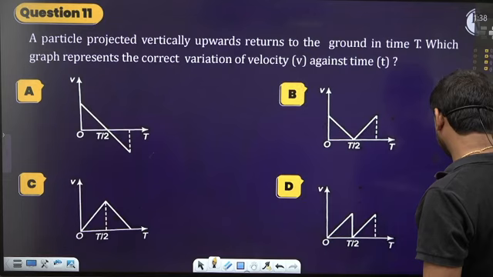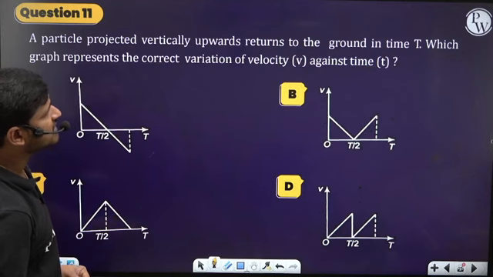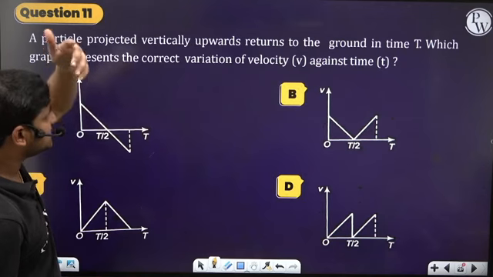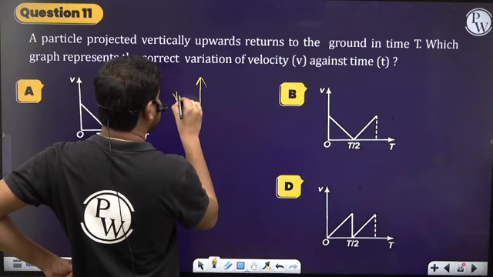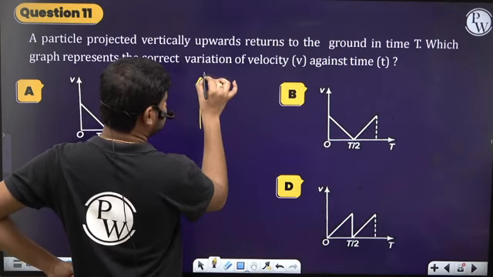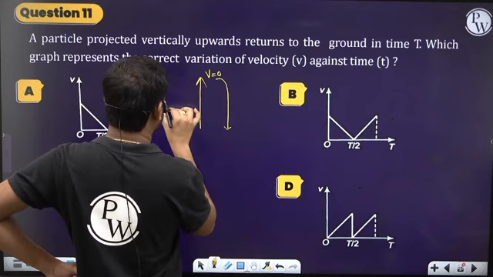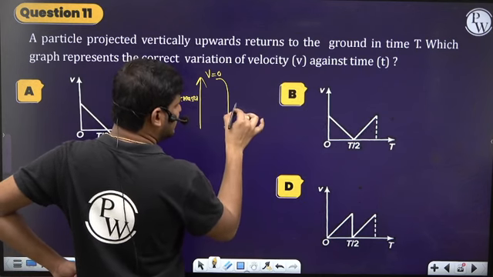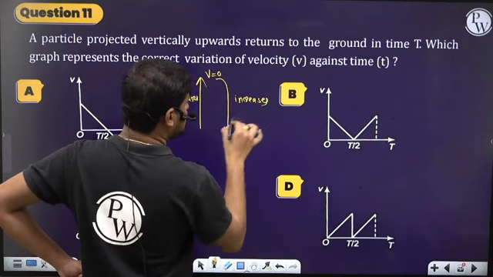Next. So let's delete this empty slide and go for the next question. See here, question number 11. What does the question say? A particle projected vertically upwards returns to the ground in time t. Which graph represents the correct variation of the velocity-time graph? So for a particle projected vertically upwards, while going up its velocity decreases and becomes 0 at the maximum height, and then again it increases. While coming down, its velocity increases and it will be maximum at the ground, right?